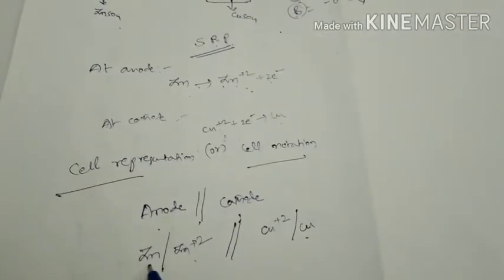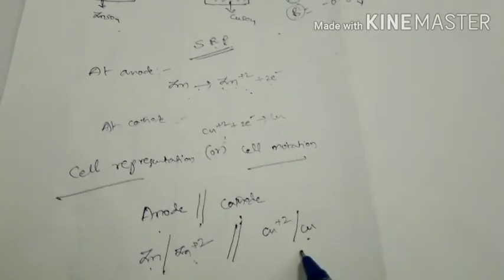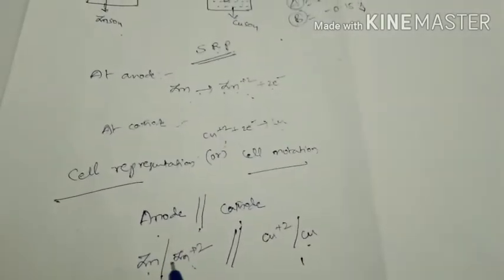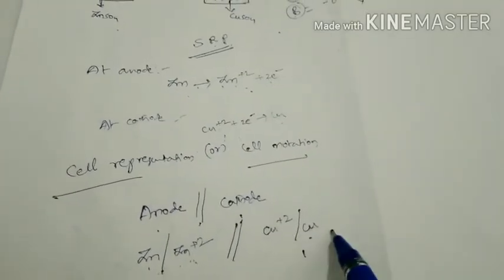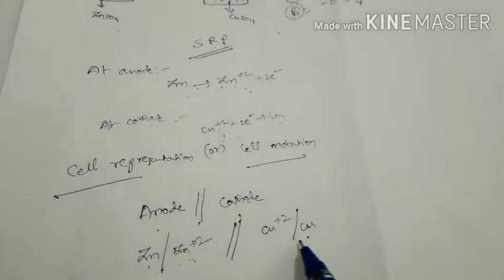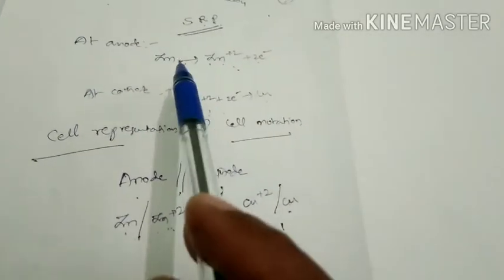Here zinc atom is converted into zinc ions. Here copper ions are converted into copper. You should mention it like that. We should not write Zn plus 2 slash Zn here, or Cu slash Cu plus 2. If you mention it like that, then that will be wrong. So at anode, what type of reaction takes place? Zinc is converted into Zn plus 2. At cathode, Cu plus 2 is converted into Cu. Next one.